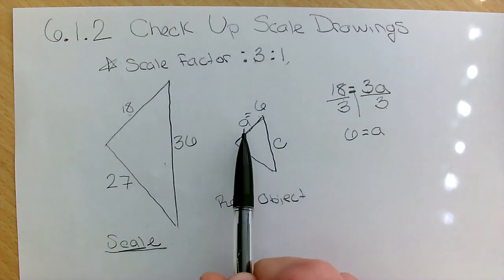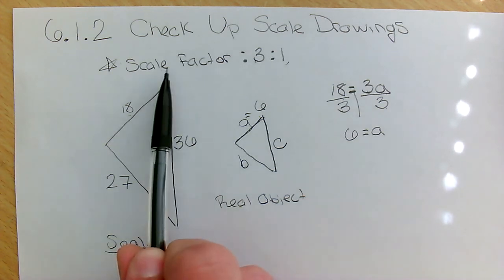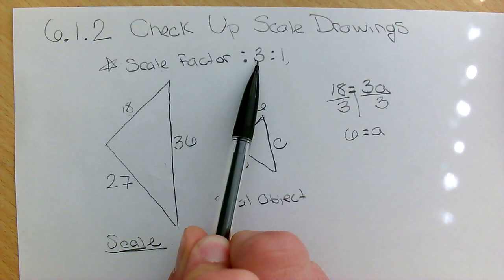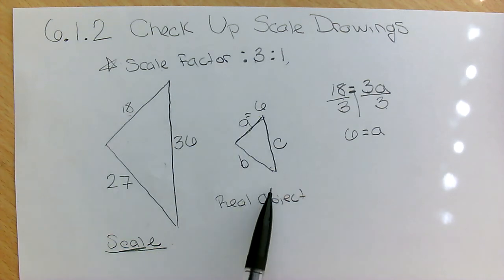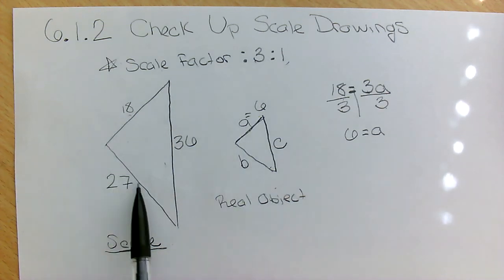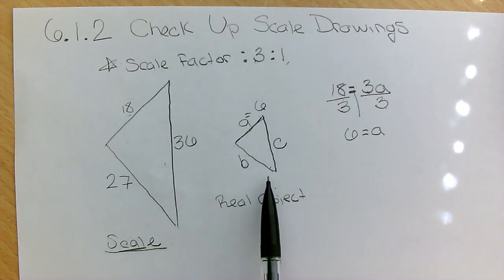Oh, I'm sorry, that was side A. Now we've got to figure out side B. You can pause this video and try to figure this one out by yourself, and I'll go ahead and get right into it. Well, again, the scale factor is saying that the scale is 3 times bigger than the real object right here. So this side right here is 3 times bigger than side B.